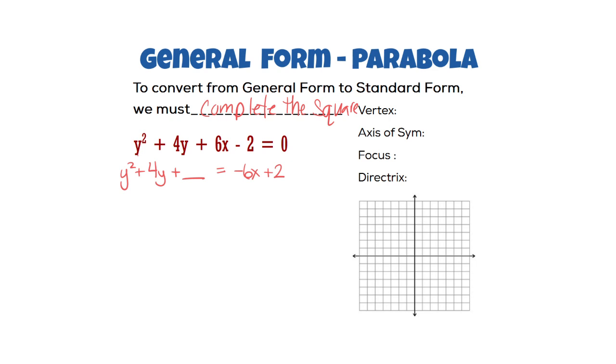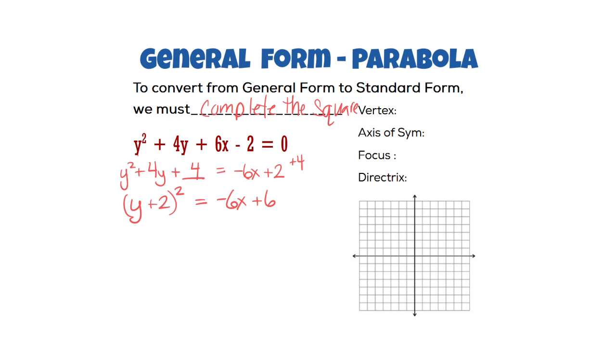Now I'm going to finish up completing the square. Half of 4 squared is going to be another 4. So by putting a plus 4 there, I've got to put a plus 4 on the other side. So now here's what I've got. (y + 2) squared equals negative 6x plus 6.